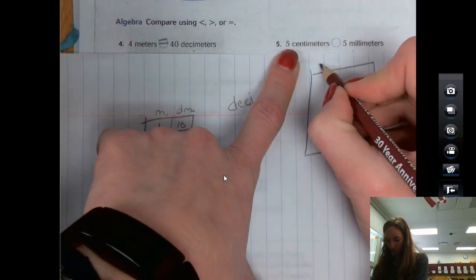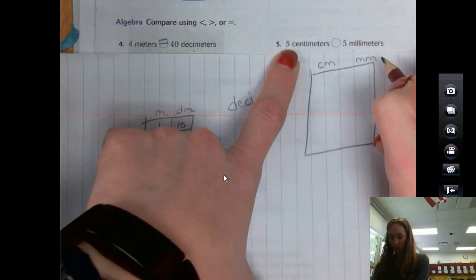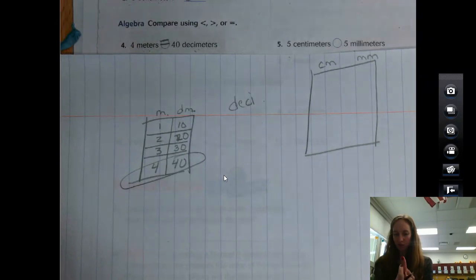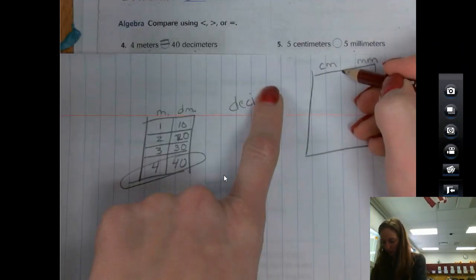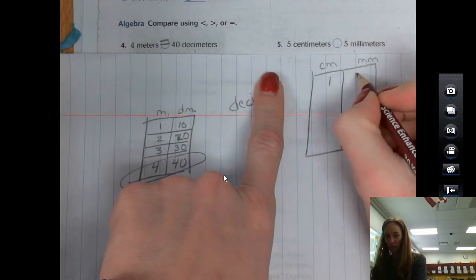Okay, so centimeters is bigger, millimeters is small. Remember, centimeters is the size of your finger width here. Centimeters and millimeters, a little dink. Remember? Okay, 1 centimeter equals how many millimeters?